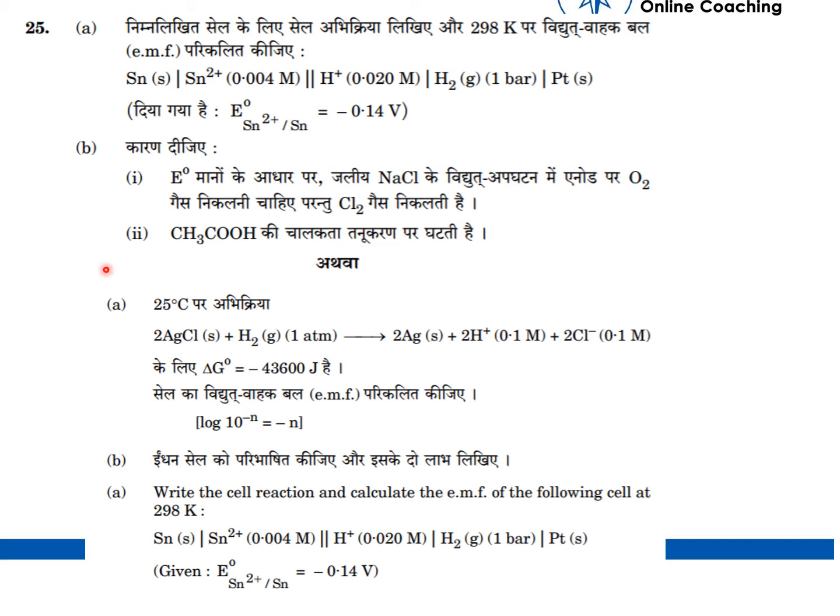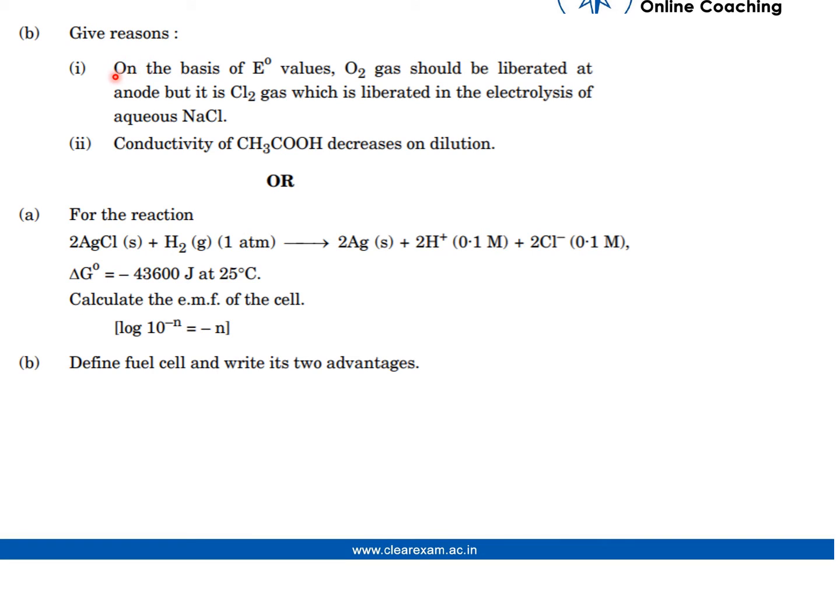The question number 25 says, A part: write the cell reaction and calculate the EMF of the following cell at 298 Kelvin: Sn(s) | Sn2+ (0.004 M) || H+ (0.020 M) | H2(g, 1 bar) | Pt(s). Given E° of Sn2+/Sn is equal to 0.14 volt.